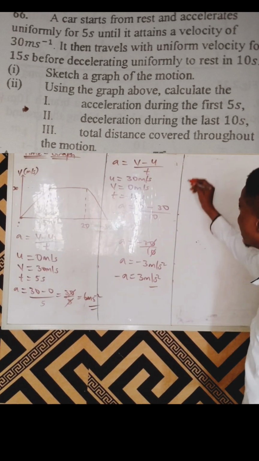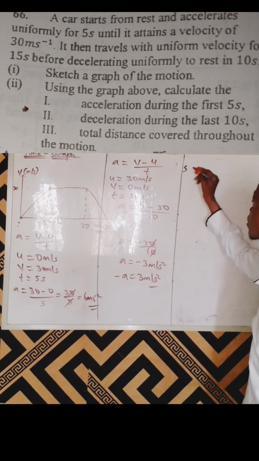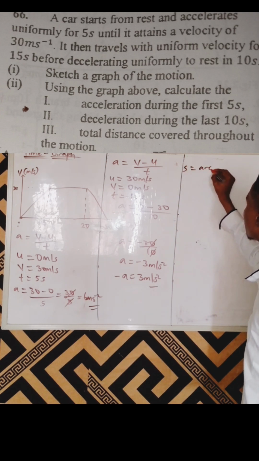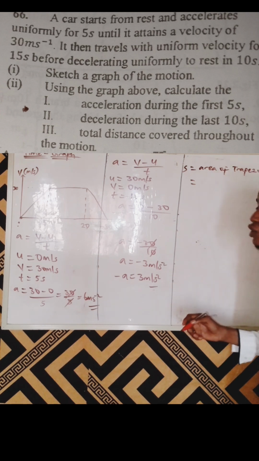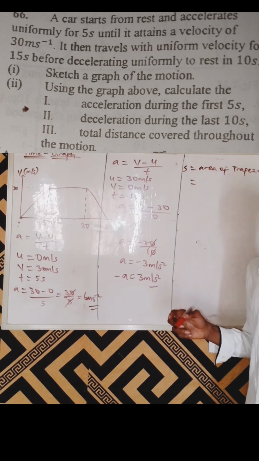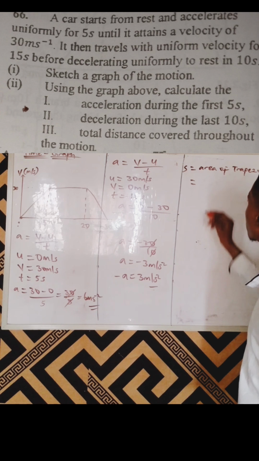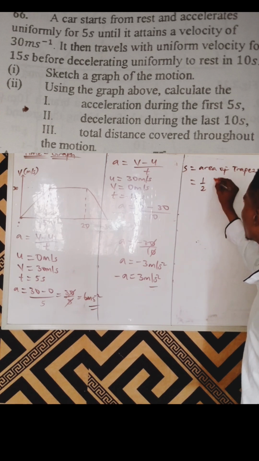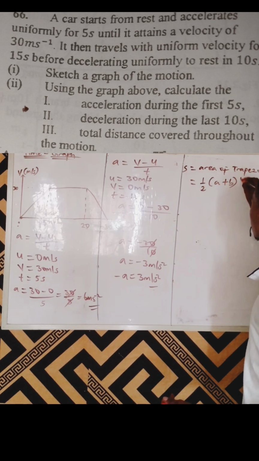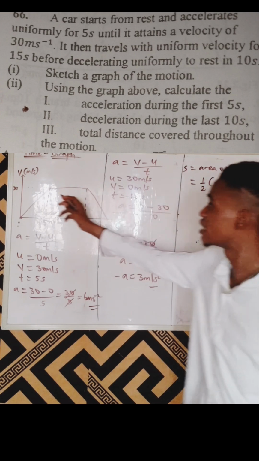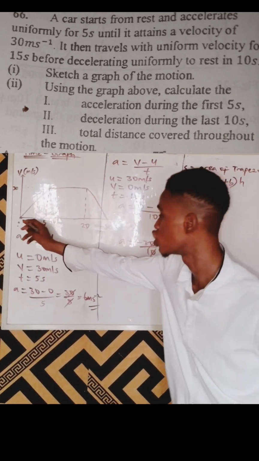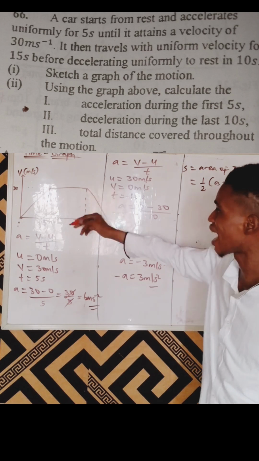So distance S is equal to the area of the trapezium. What's the formula for the area of a trapezium? It is half bracket A plus B bracket H, where A is the upper length, B is the lower length, and H is the height of the trapezium.